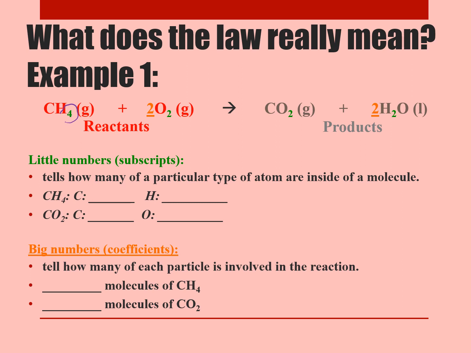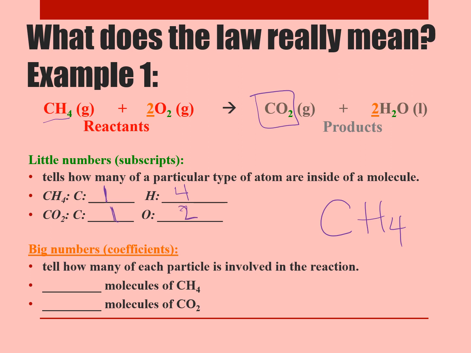These little numbers are subscripts. What they do is tell you how many of that particular type of atom are inside that molecule. If I do not see a subscript, like for this carbon in CH4, where I don't see a subscript after the C, it is an understood 1. Just like in algebra, I typically won't write 1x, I just write x. So in CH4, I have 1 carbon and 4 hydrogens. If I look at CO2 on this side, I have 1 carbon and 2 oxygens.